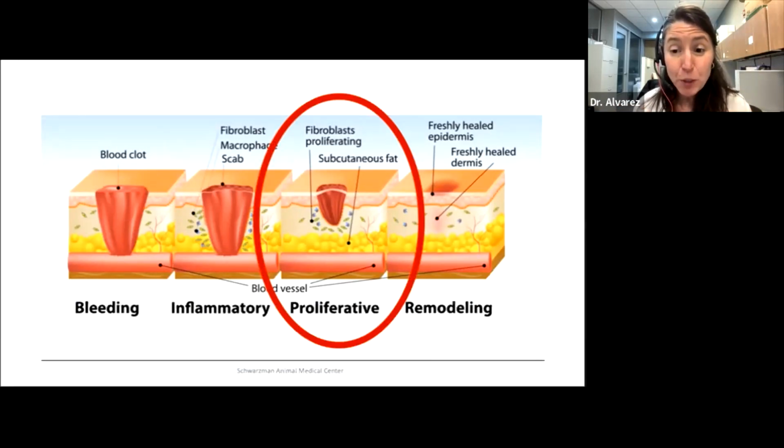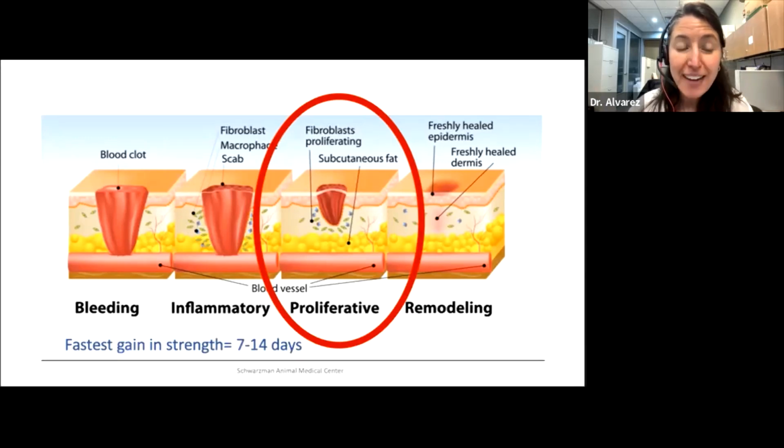Collagen is what's going to help build strength in those tissues. It first begins with weaker type 3 collagen and then gets converted into the stronger type 1 collagen, which is what most tissues should have. And one important thing to remember is that the fastest gain in strength for the tissues is going to be during that proliferative or reparative phase, which is 7 to 14 days.